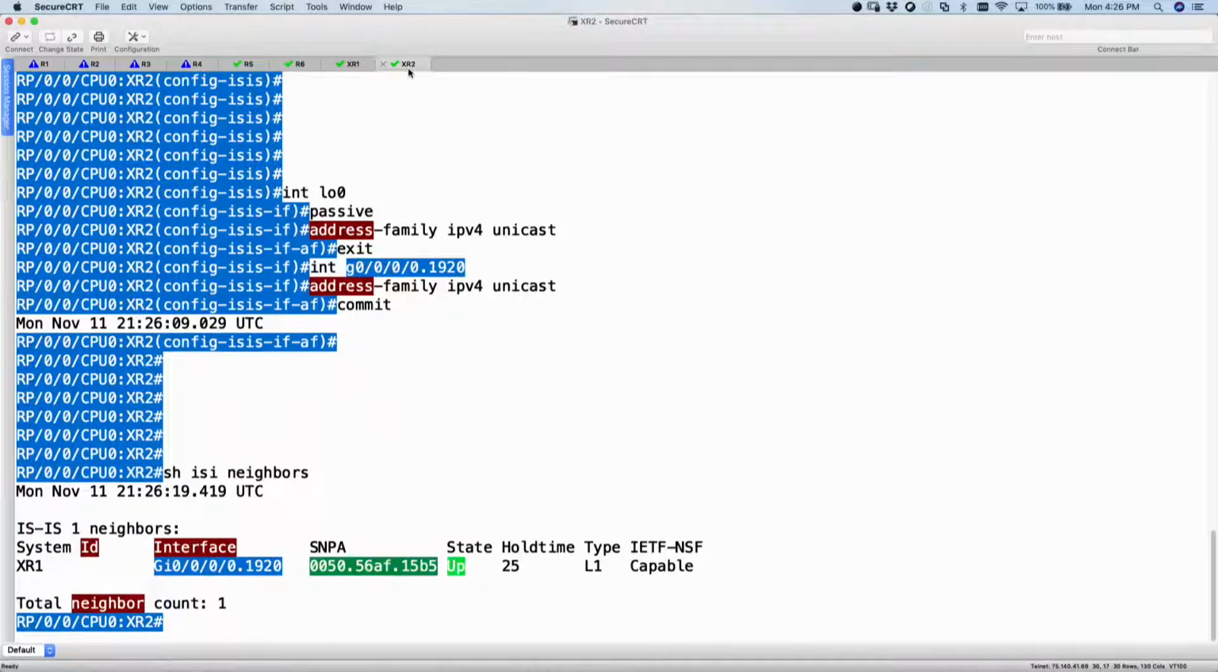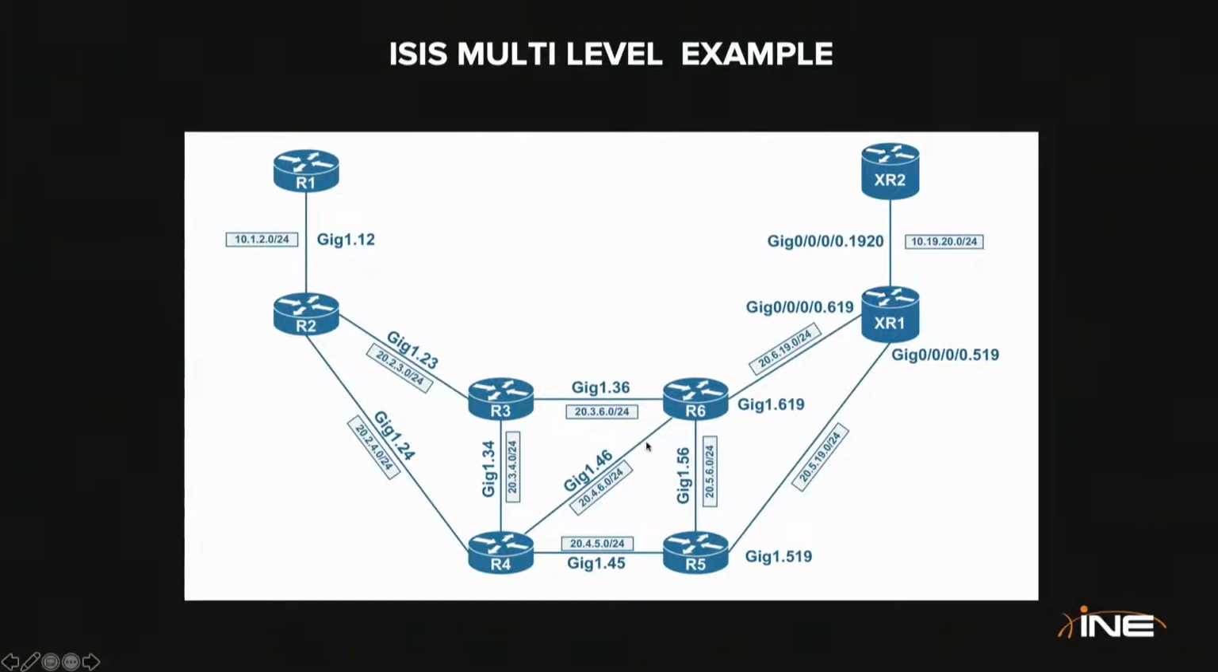Show ISIS neighbors. So I have neighborship with XR1 now. So basically what's happened is XR1 and XR2 are L1 neighbors. XR1 and R6 are L2 neighbors. XR1 and R5 are L2 neighbors. This was configured as L2. This should be L2. This should be L2. This should be L2. This would be L1, L1, L1, and this should be L1.